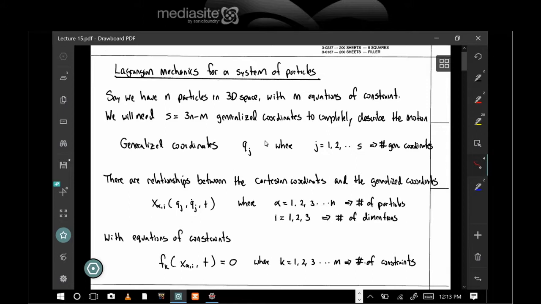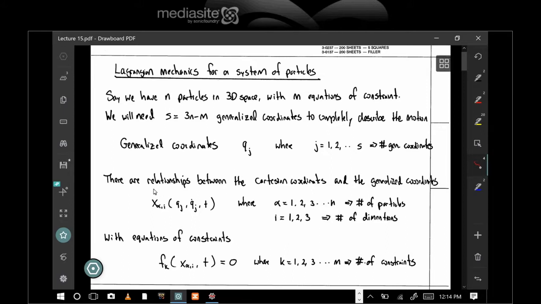However, what's really important is that the generalized coordinates may not be Cartesian coordinates. They may be angles. They could be something very weird. I have to have relationships between the generalized coordinates and the Cartesian coordinates. Here, x are my Cartesian coordinates, and x has 2 indices, alpha and i. Alpha is the particle, so alpha goes from 1 to 2 to n, the number of particles. i goes 1, 2, 3, so x1 equals x, x2 equals y, and x3 equals z.